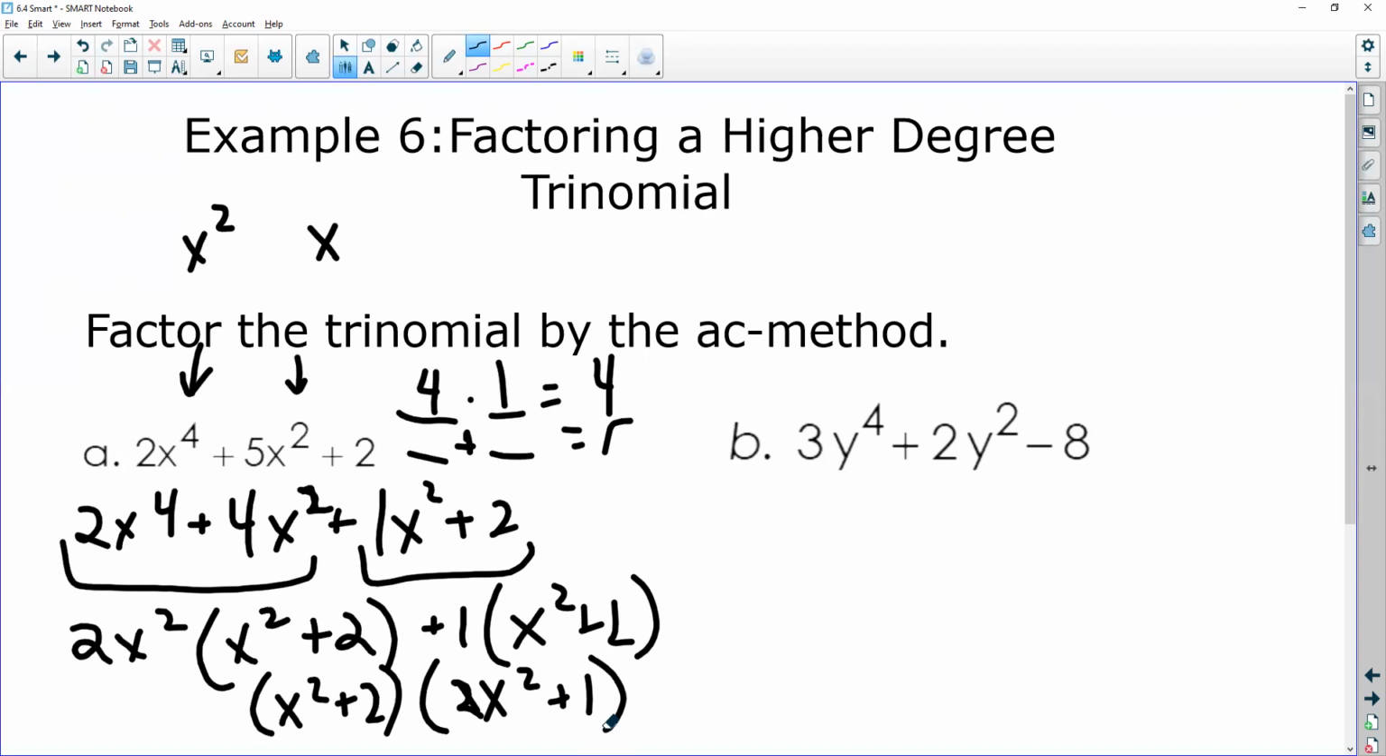So for the last one, I'm just going to work this out and give you the answer. And you can bring it into discussion if you get stuck. The answer should be 3y squared plus 4 times y squared minus 2. All right, that is the end of the notes for this section. I will see you in the next one.